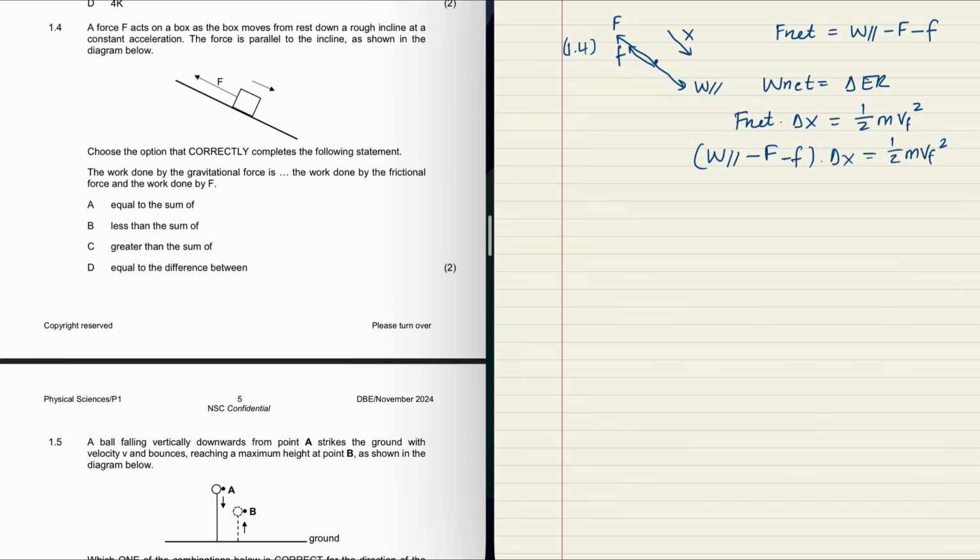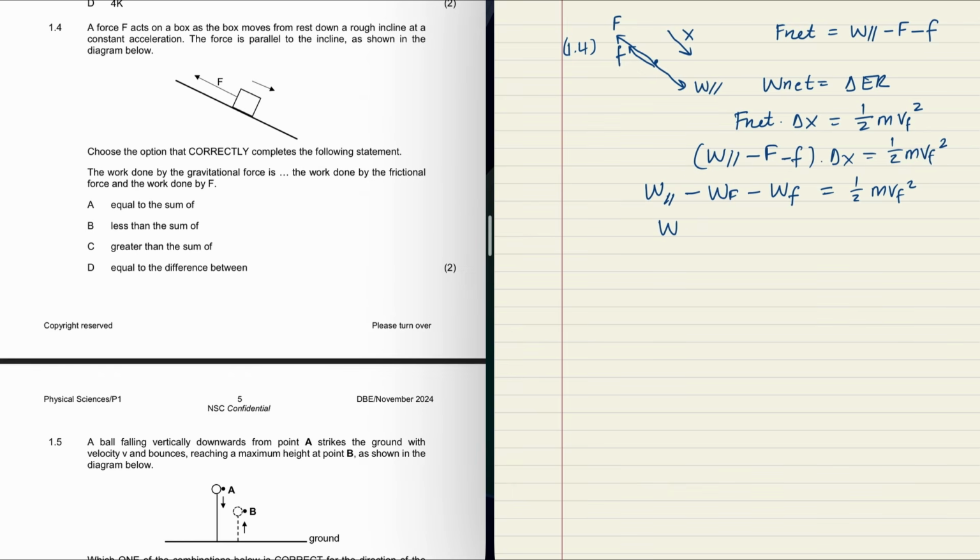Now from here I can get the work done. So if I multiply each thing that's inside the bracket by delta X, I will get the work. So the work done by gravity, so the work done by W parallel, minus the work done by the force applied, minus the work done by friction, is going to equal half mvf squared.